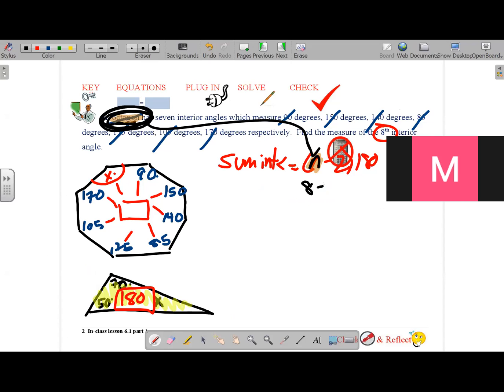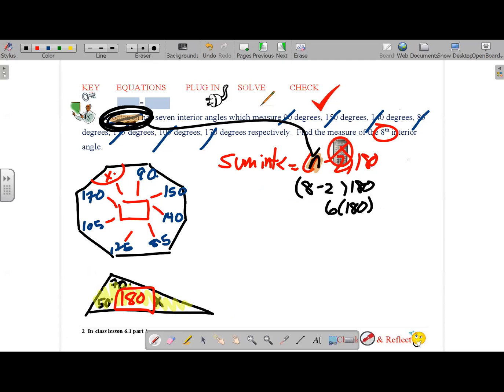So it goes like this, 8 minus 2 times 180. I want you to challenge yourself. Do not be grabbing calculators for single digit multiplication, folks. That just is not cool at the teenage level. Come on. You and your 4th grade math get along very well, I'm sure.